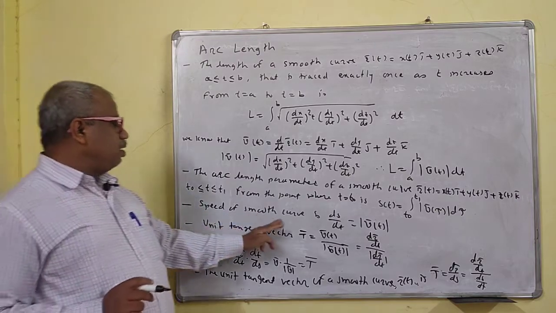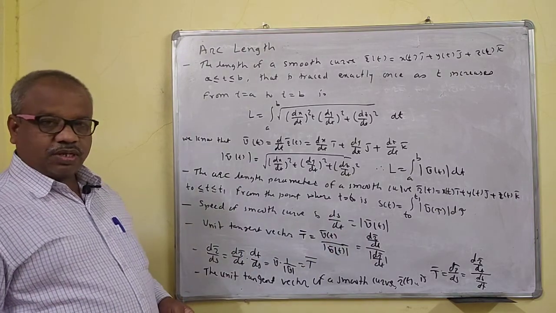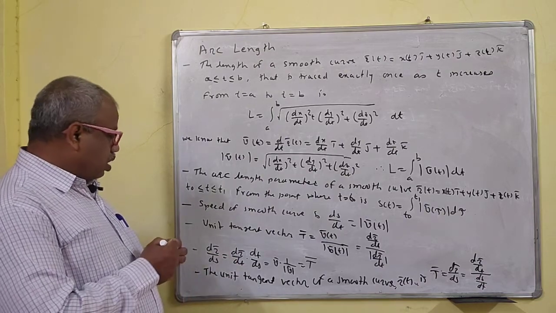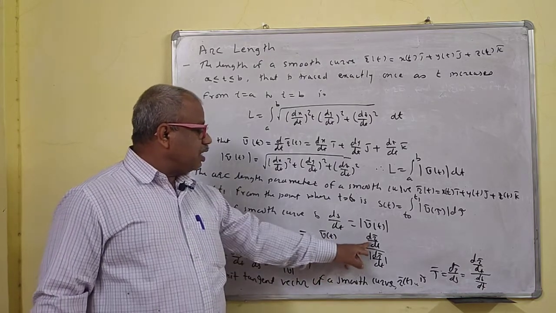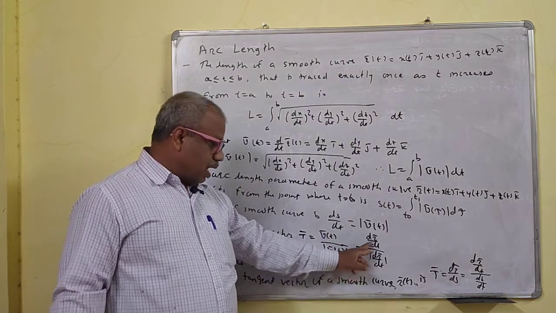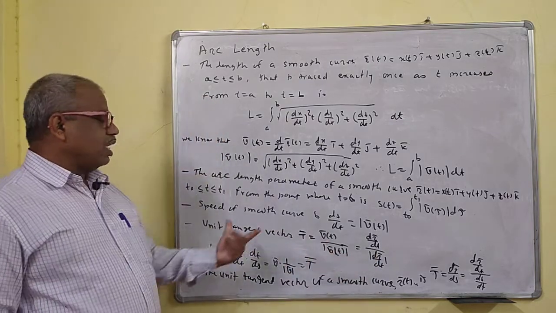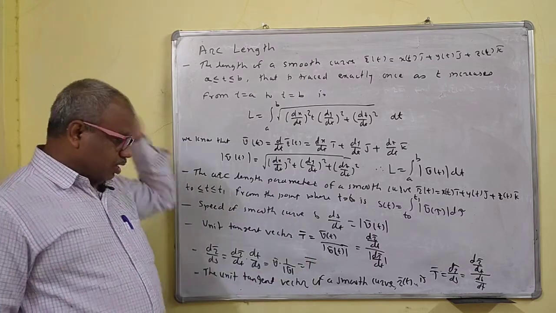You know the speed of the smooth curve is ds by dt, that is the magnitude of v bar of t. The magnitude of the velocity is nothing but the speed. So this is known to you. The unit tangent vector T bar is dr by dt divided by mod of dr bar by dt, that is mod of v bar of t. You are familiar with this, so we have defined the unit tangent vector to the curve.